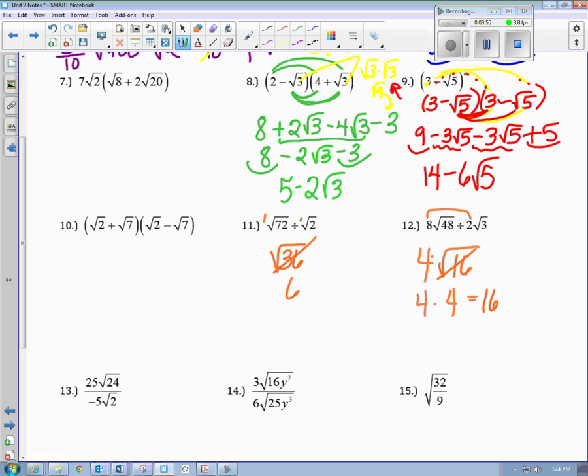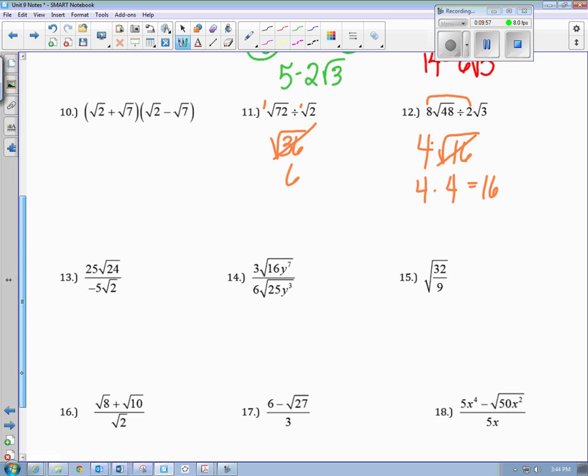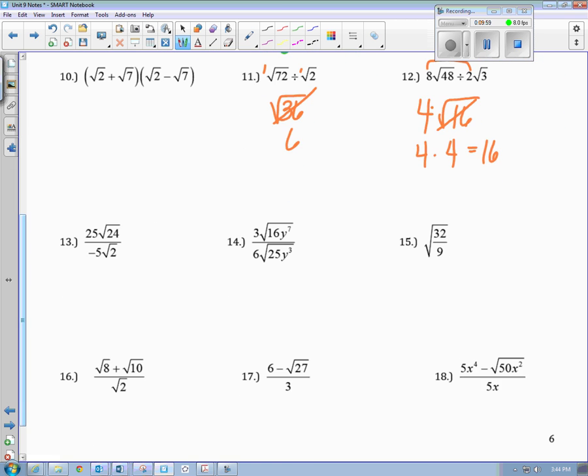I'm going to go ahead and move along now to question 14. Question 14 does have some variables in there that we need to deal with. So in question 14, when I start this question, I'm going to work on the numbers that are out in front, and I see that I have 3 over 6. I can reduce this. 3 goes into 3 once and into 6 twice, so I know that I'm going to have a fraction of 1 over 2.